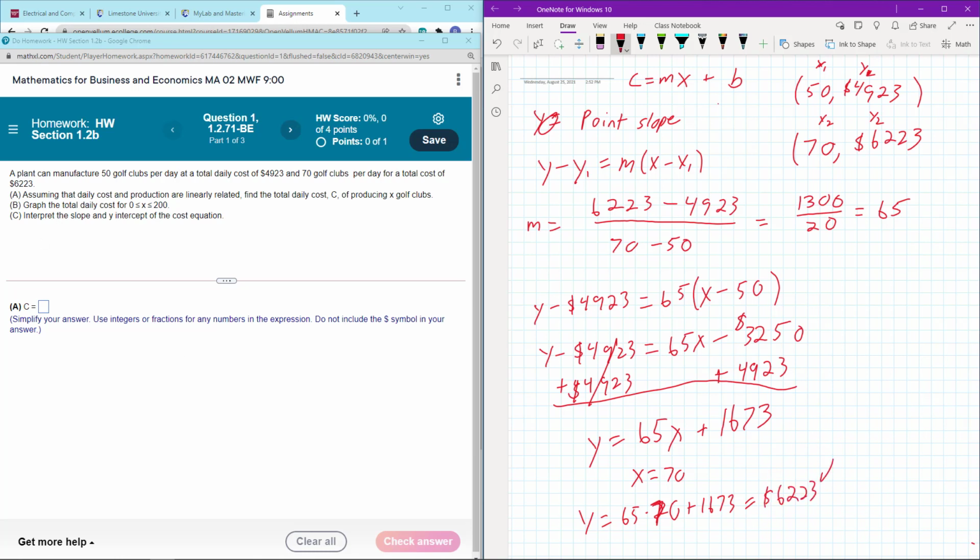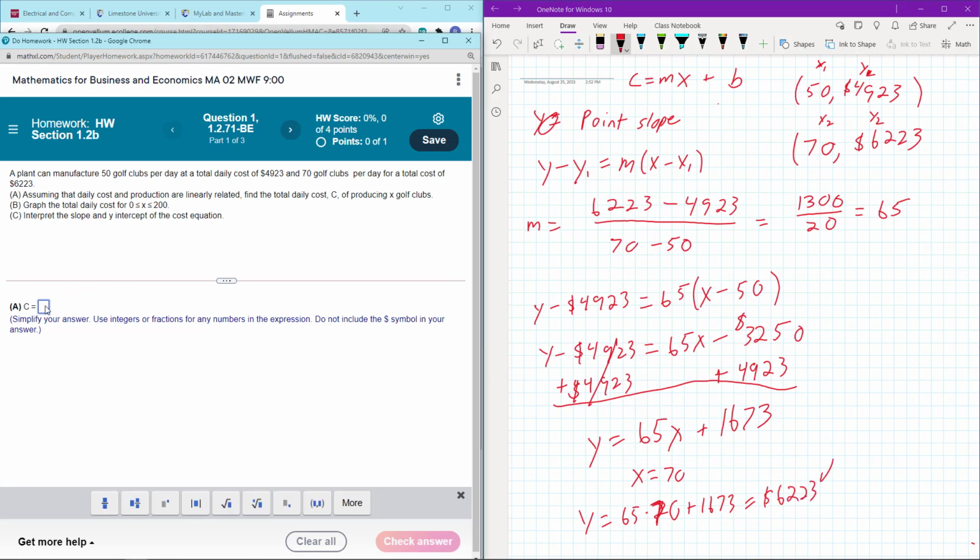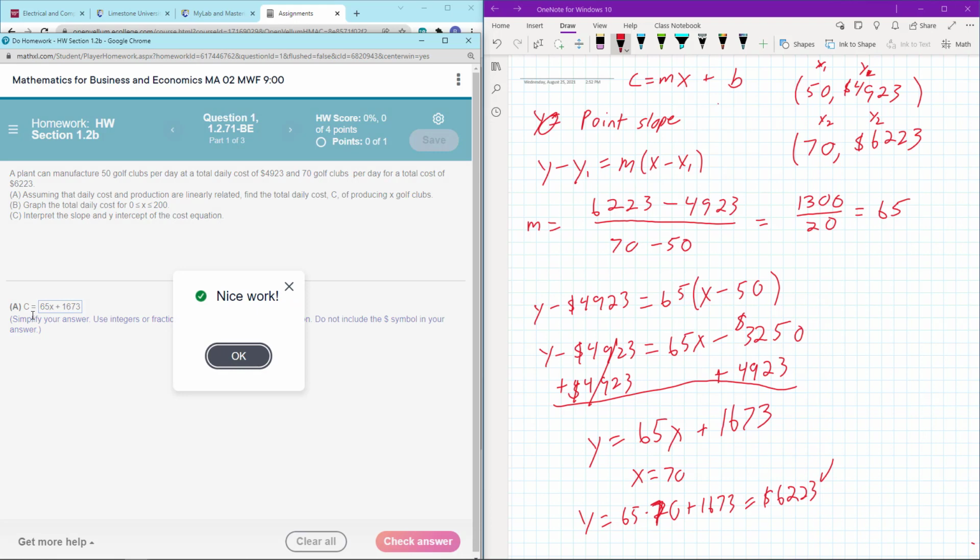So we can just go ahead and put our answer in here, and that should be 65 times x, or 65x plus 1673. Let's hit enter and see what we get. Well, that's not going to work. That's 1973. Let's try 1673. And there we go. Good job.